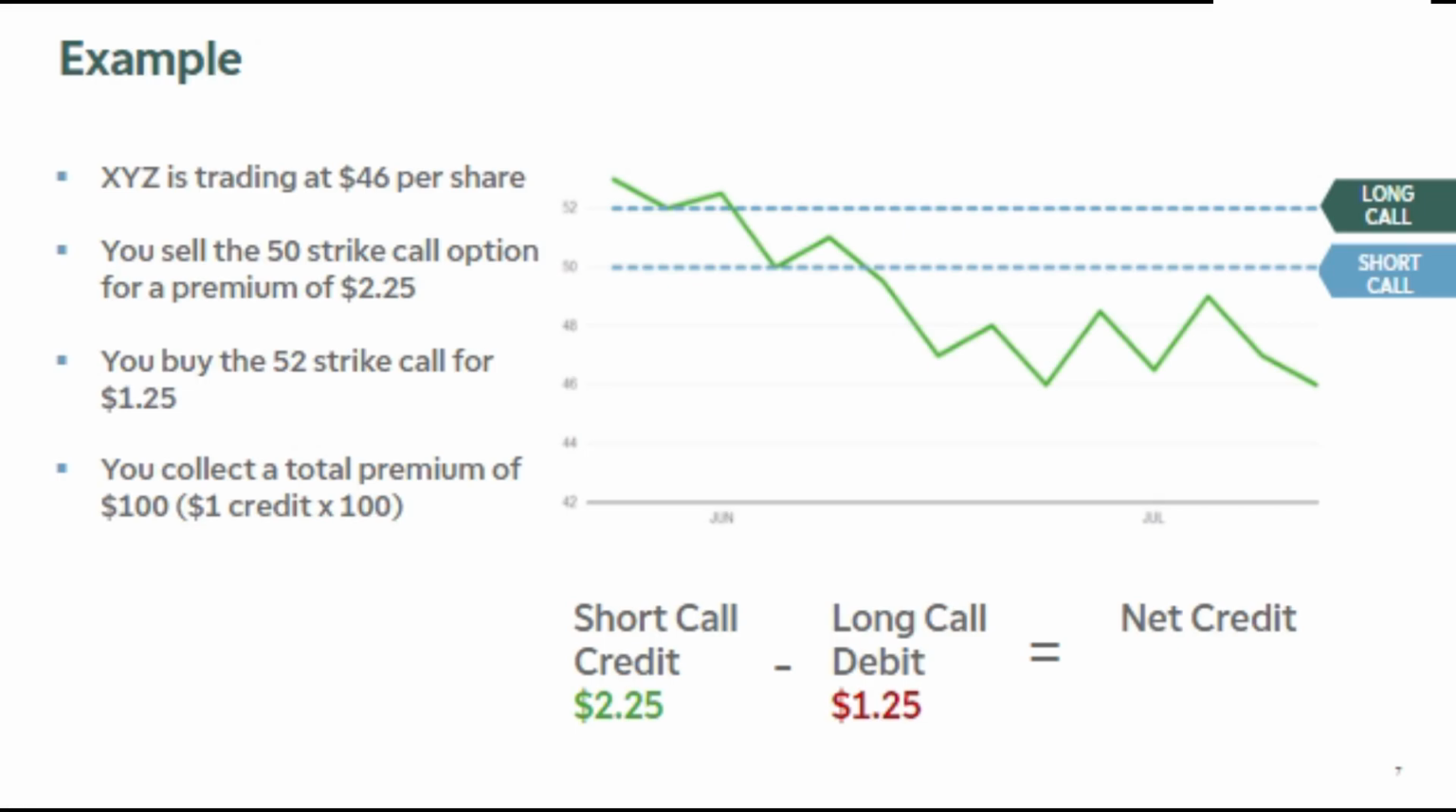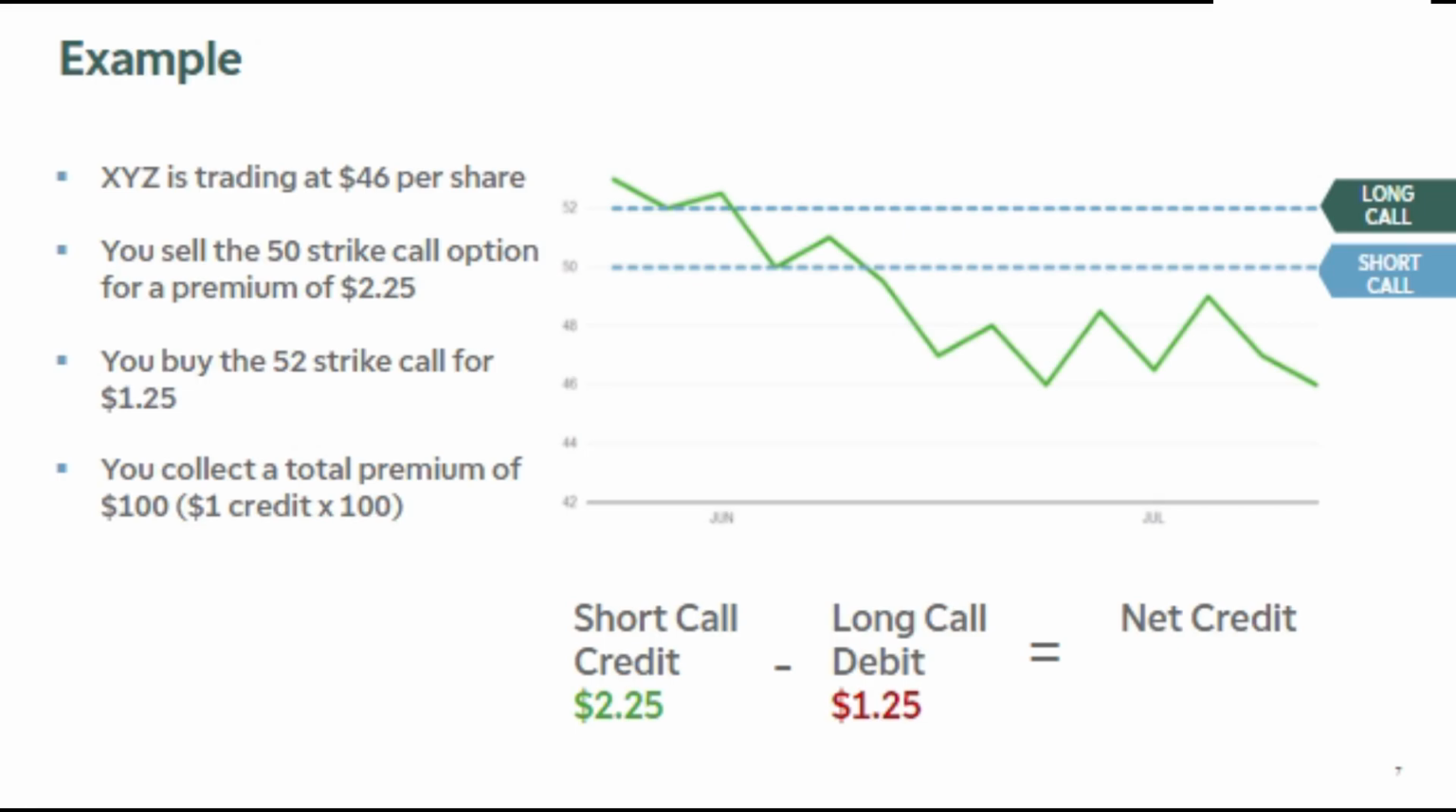Now, if you just sell an outright naked call, your risk is that the stock goes to 100 or 200 or 300, no limit on how high it could go, and you're going to lose money every time it keeps going higher. So to counteract that risk, to make it a risk-defined trade, you decide to buy a higher strike call, the 52 strike call. Now you have to pay for that. It's going to cost $1.25.